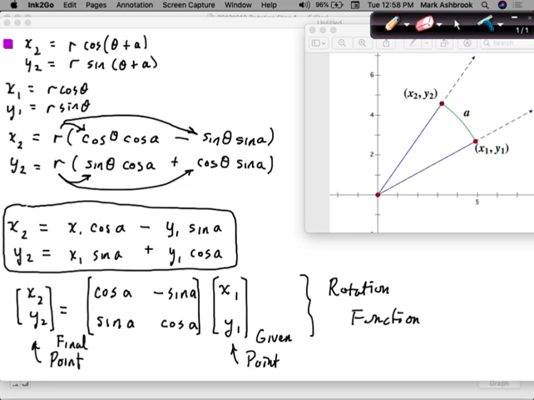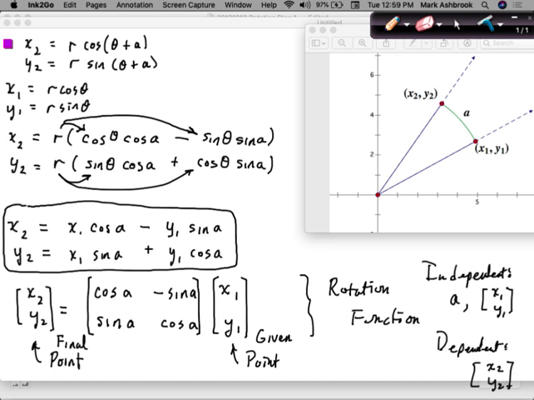What's the independent? A is the independent? And the point, P1, right? Those are both independent quantities here, because the final point is dependent on both. It's dependent on what your initial point is, x1, y1, and then the rotation. Okay, and then the dependent? The final point, right? Okay, so this is called a rotation matrix, because this is what does the rotating. This is what takes that initial point and rotates it into the right spot for the final point. It's the rotation matrix.